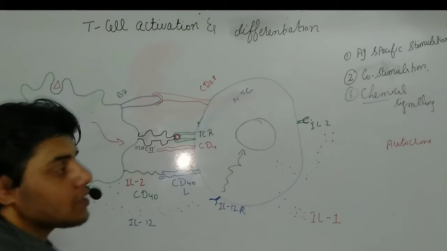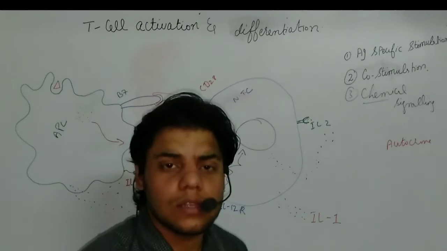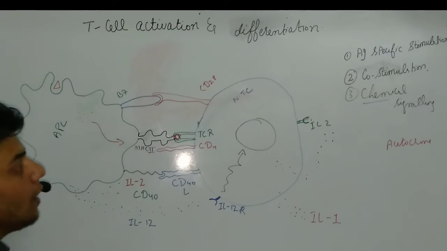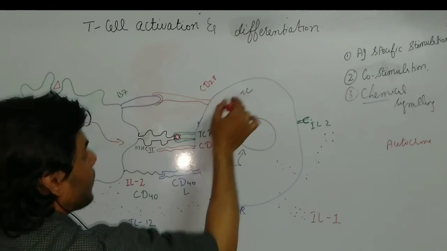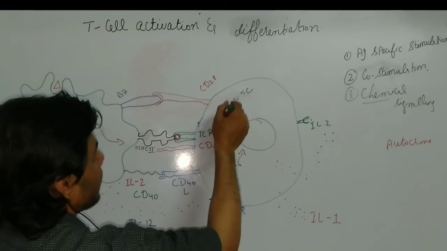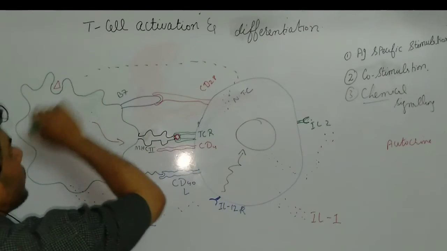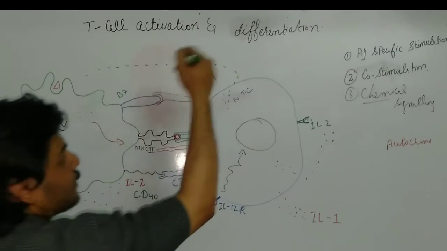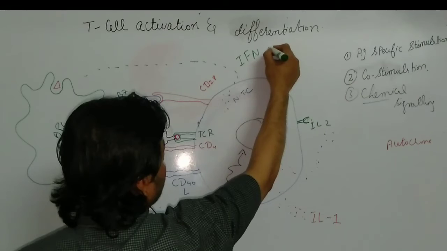Moreover, they will also secrete interleukin 4, interleukin 6, interleukin 7. Okay, but I'm not writing here. They will also produce another important interleukin, this is another cytokine which we call interferon gamma.